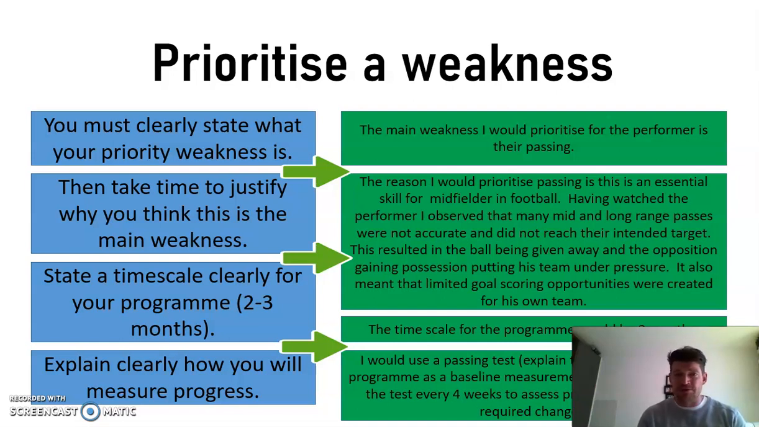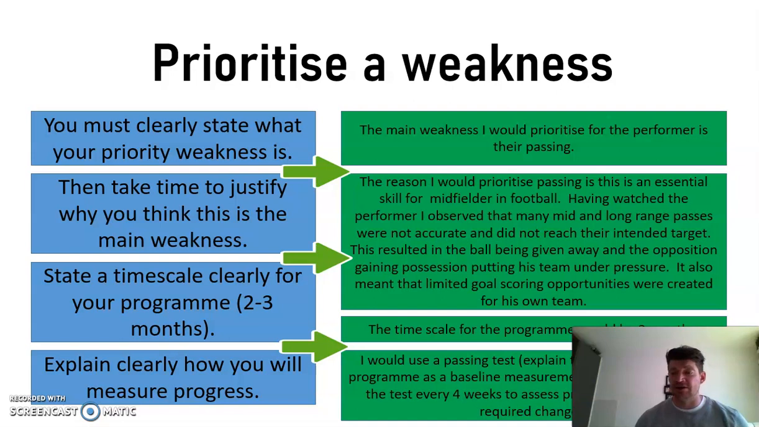I always think it's probably a little bit better to do a skill weakness that you want to prioritize, but it depends on the sport that you're looking at. Clearly state what the priority weakness is. Often you get a recording and it's not clearly stated. Justify it. You have to justify it. This is the weakest area of the athlete that you've identified, so you really have to justify why you think it's the weakest. Take time to do that. There's a little example on the screen there.